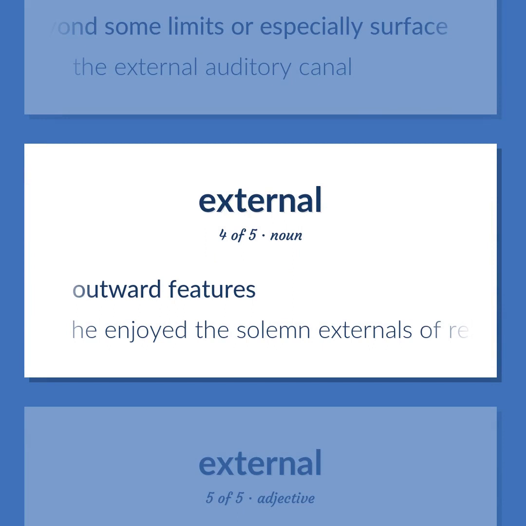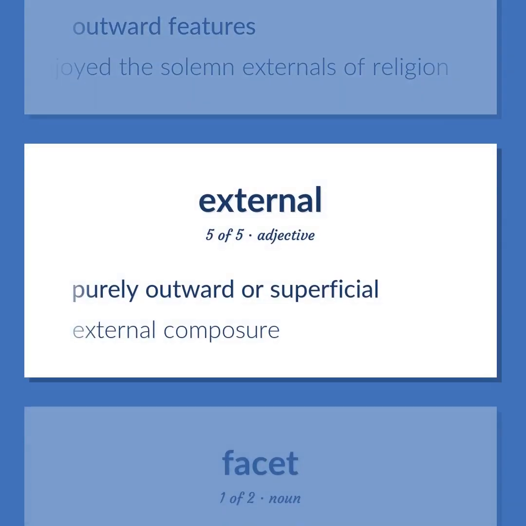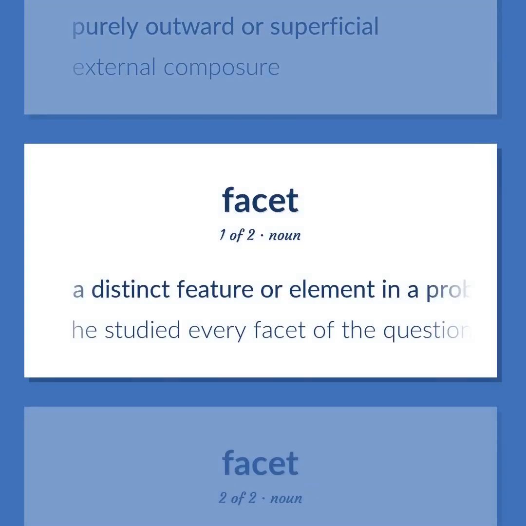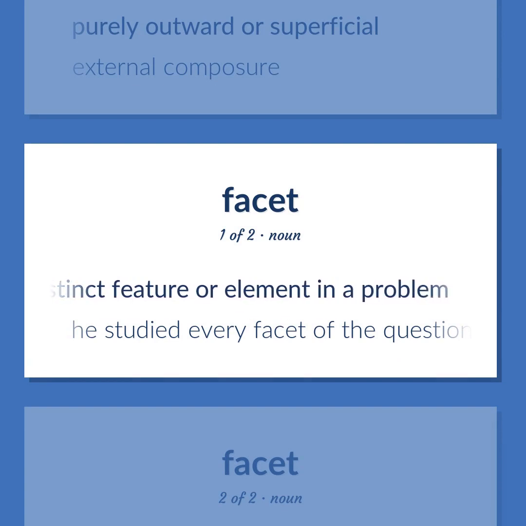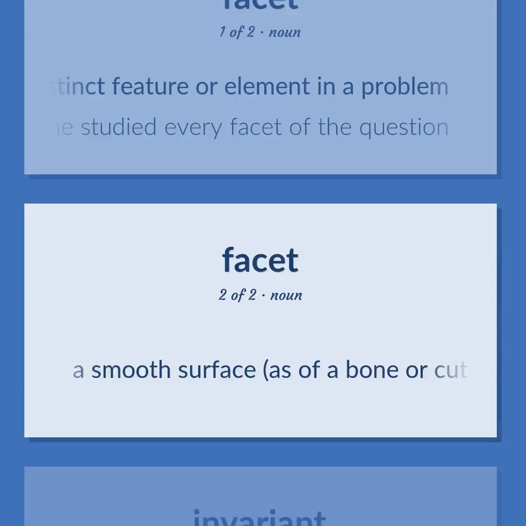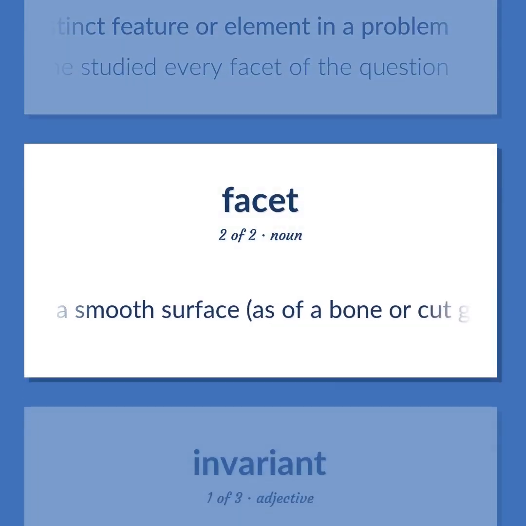Outward features. He enjoyed the solemn externals of religion. Purely outward or superficial. External composure. A distinct feature or element in a problem. He studied every facet of the question. A smooth surface, as of a bone or cut gemstone.